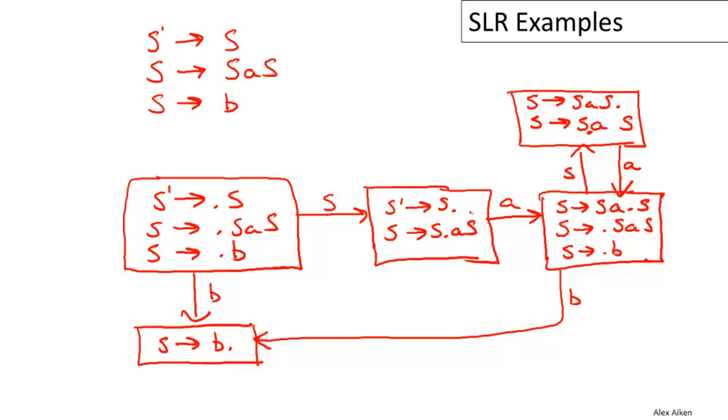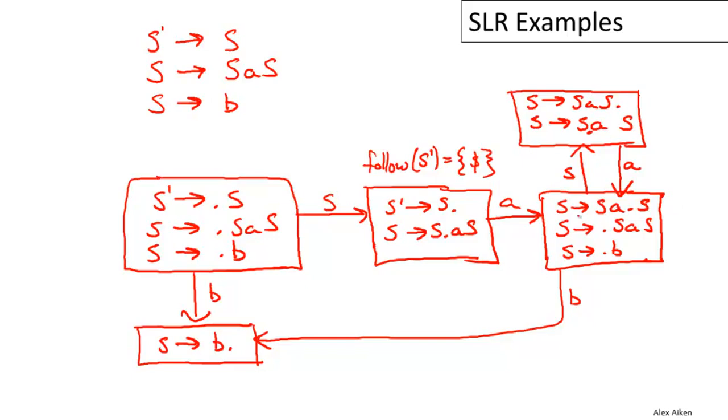All right, so we look at this state. Last time, as before, the follow of S prime is just equal to the $ sign. And so there's no shift-reduce conflict in this state, because on input A, we can only shift. We can't reduce by S prime goes to S. All right, now we're down to looking at these two states. And let's just consider this bottom state first.